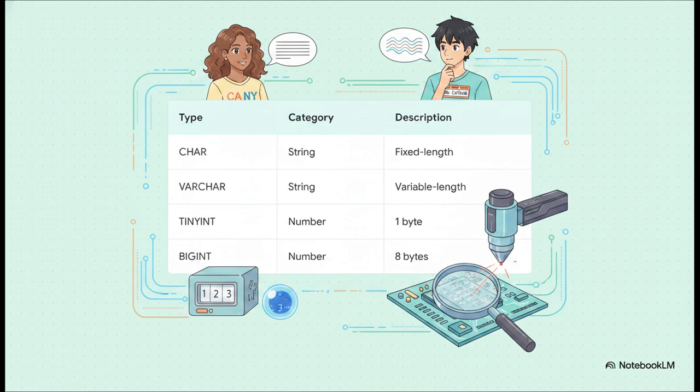For character data, we've got two main players. There's char, which is fixed-length, blank-padded string data, perfect for something super uniform like a two-letter state abbreviation. But then you have varchar, which is variable length. It adapts to the size of the text, so it's a game changer for something totally unpredictable like a person's first name.